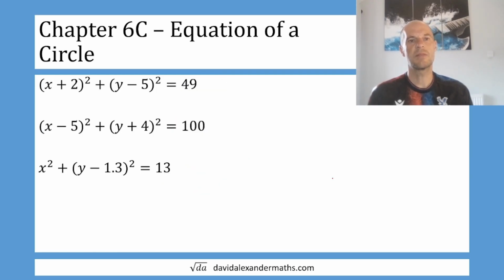Okay, so here we've got some examples where it's not x squared plus y squared. In the first example, it's x plus 2 squared plus y take 5 squared equals 49. Well, first of all, the radius is nice and simple. The radius is the square root of 49, which is 7.